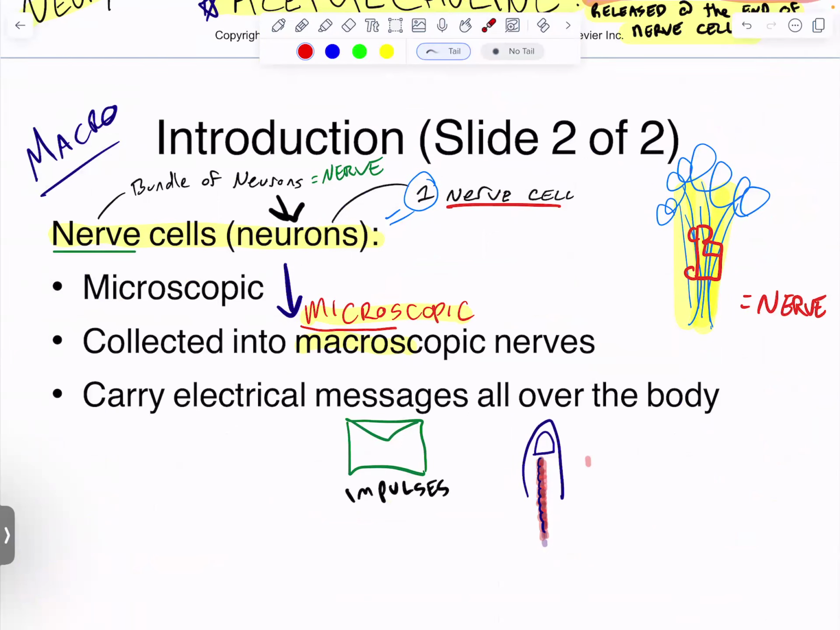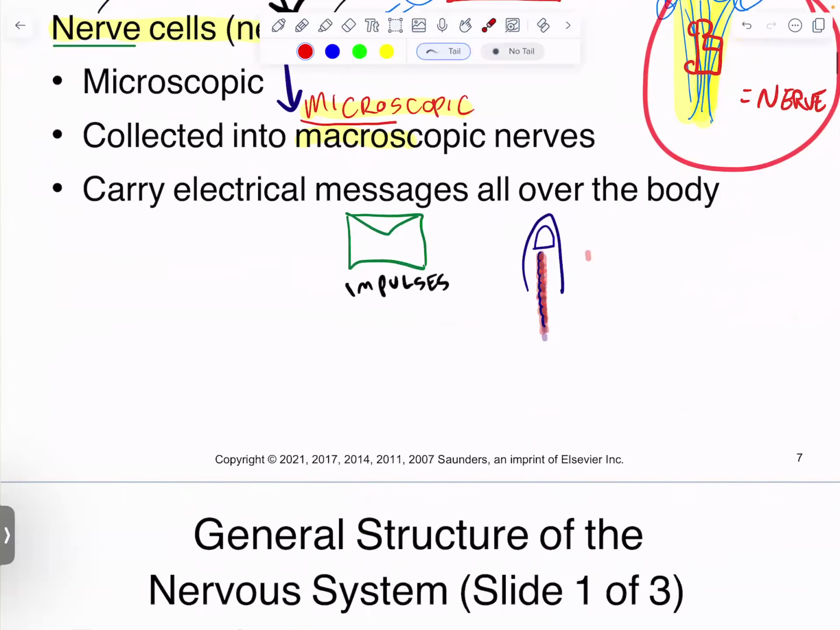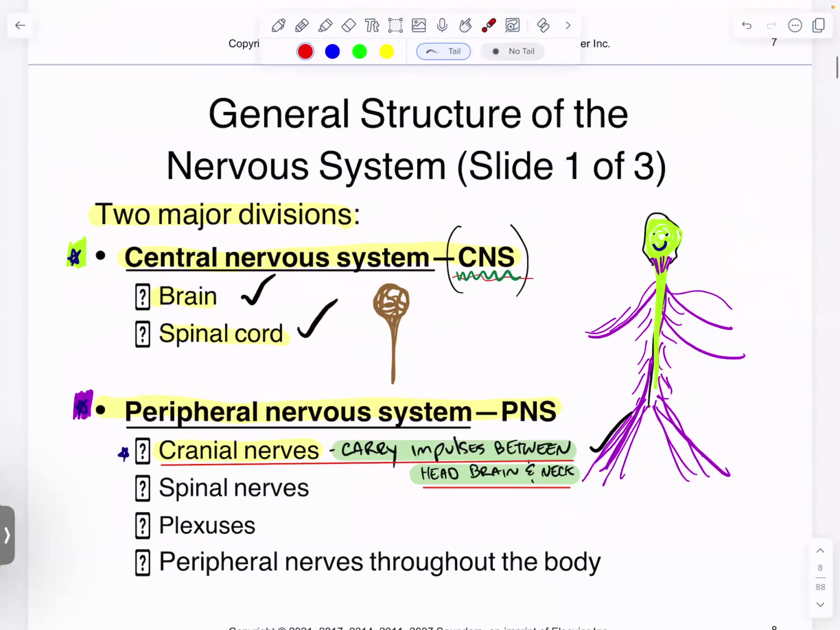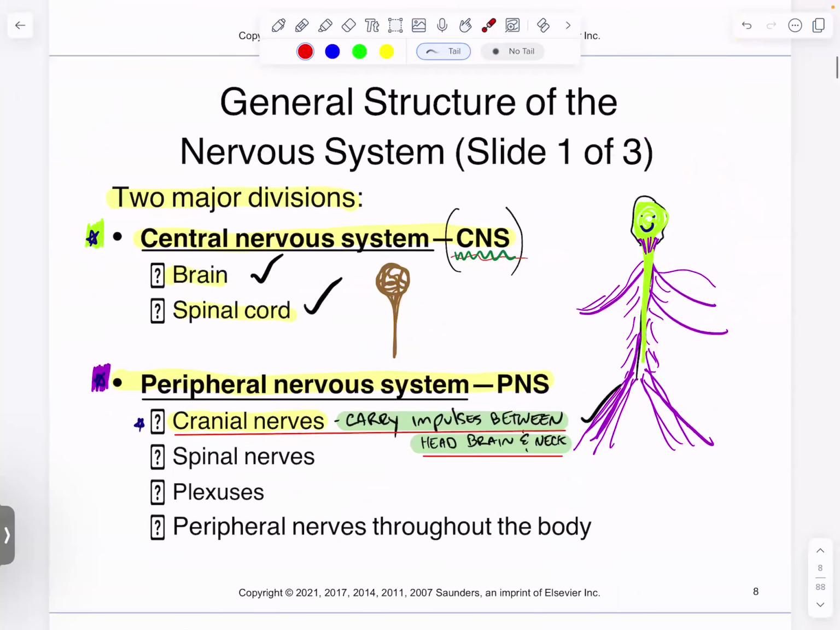Okay, what's a nerve cell called? A neuron. Collectively, many neurons make up what? Your nerves. Good. All right, we have two major divisions within this nervous system, the central and peripheral nervous system. The central nervous system is going to include the green dude right here: brain and spinal cord. Peripheral is going to be the cranial nerves, spinal nerves, plexuses, and the peripheral nerves throughout the body.